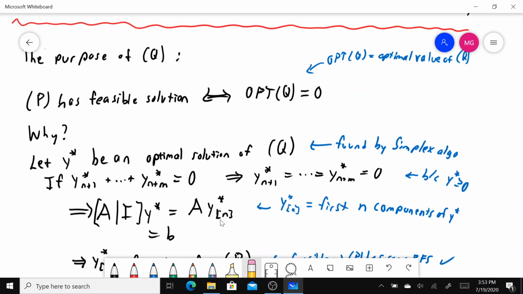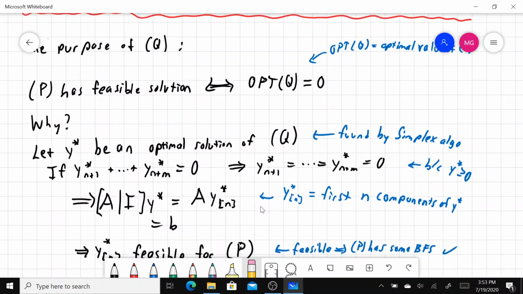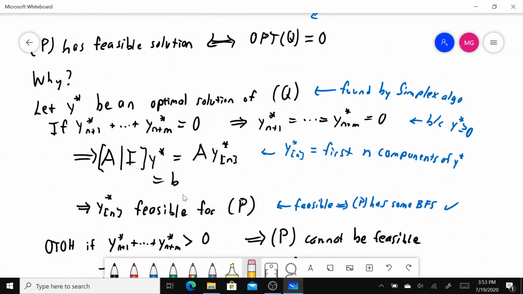So this is an n-dimensional vector here. It's the subvector of y star, being the first n components. So what we have is an n-dimensional vector here, and A times it gives us b, and then of course the overall vector y star is non-negative. So in particular, the first n components are non-negative, and that's enough for us to conclude that this subvector of y star is feasible for P. It satisfies non-negativity and it satisfies the matrix constraints: A times it equals b.